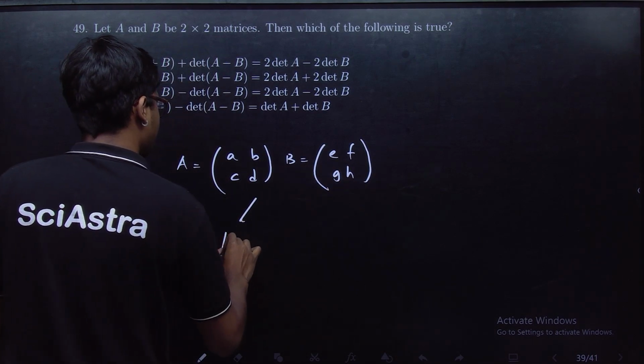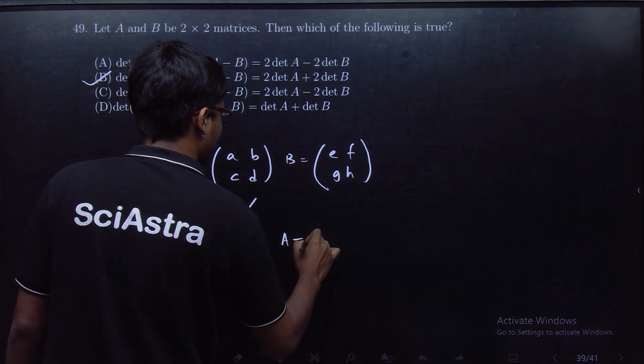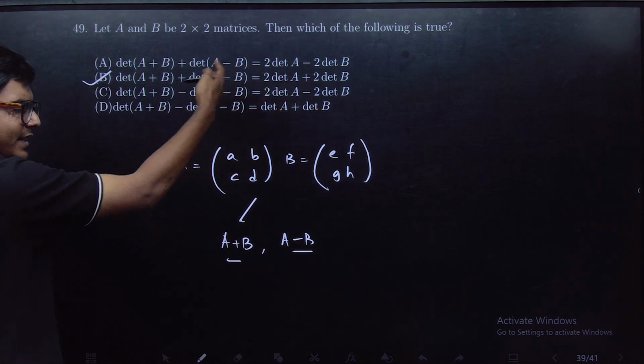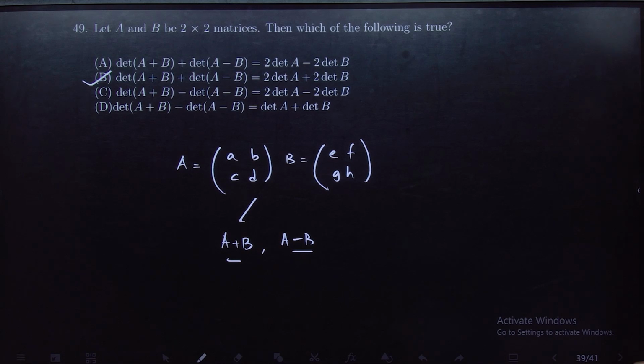Look at the matrices A plus B, A minus B. Their determinants are easy to calculate, right? These are just 2 cross 2 matrices. Compute the left hand side, compute the right hand side, look at which possible variation satisfies it, okay? So it will turn out to be option B, okay? That is question 49.